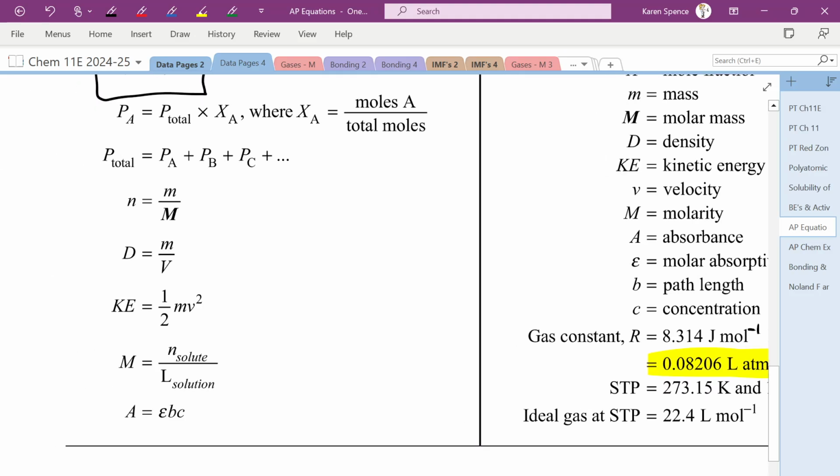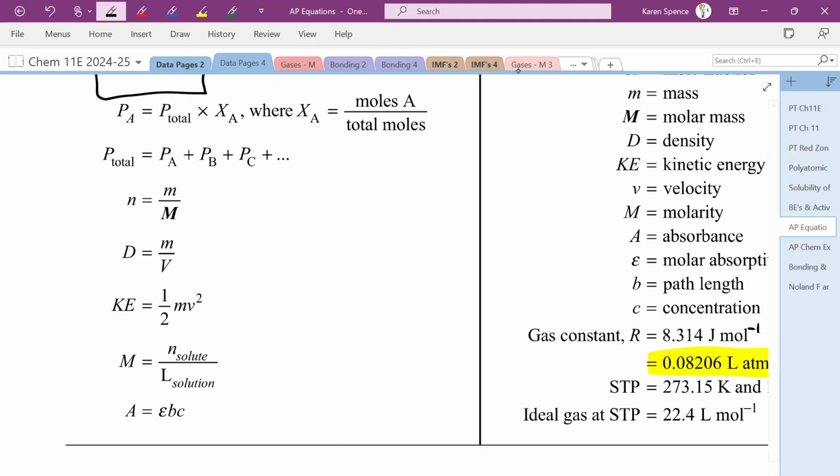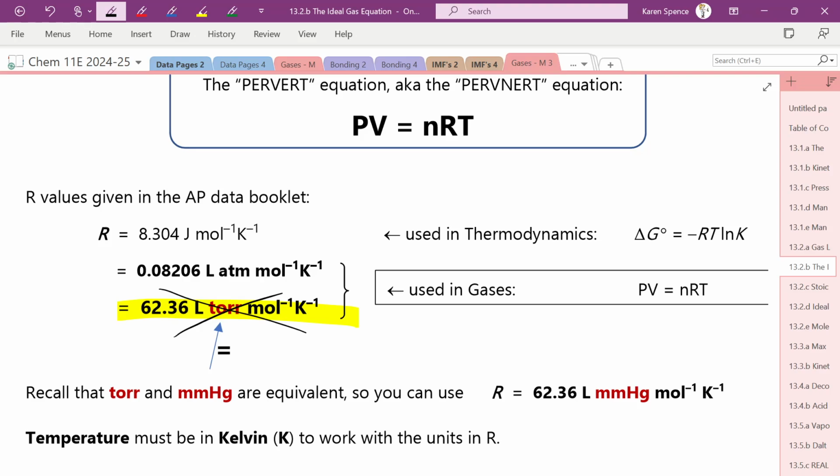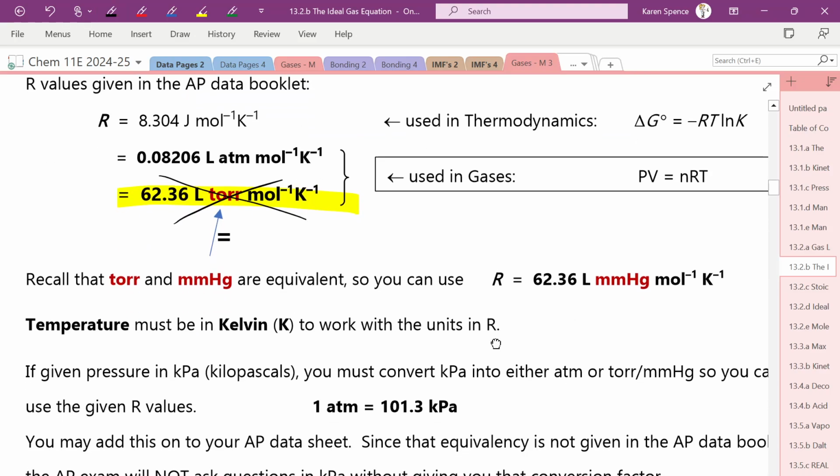If you decide you want to write it into your own book, you can. Torr and millimeters mercury are equivalent, so you can use it. I probably have some problems that use this value, so you might just want to write it on the cover of your gas booklet so you have it handy, because it's not handy on your data sheet. And I don't know if you have your data sheet with you today. It's probably not convenient for you to access.